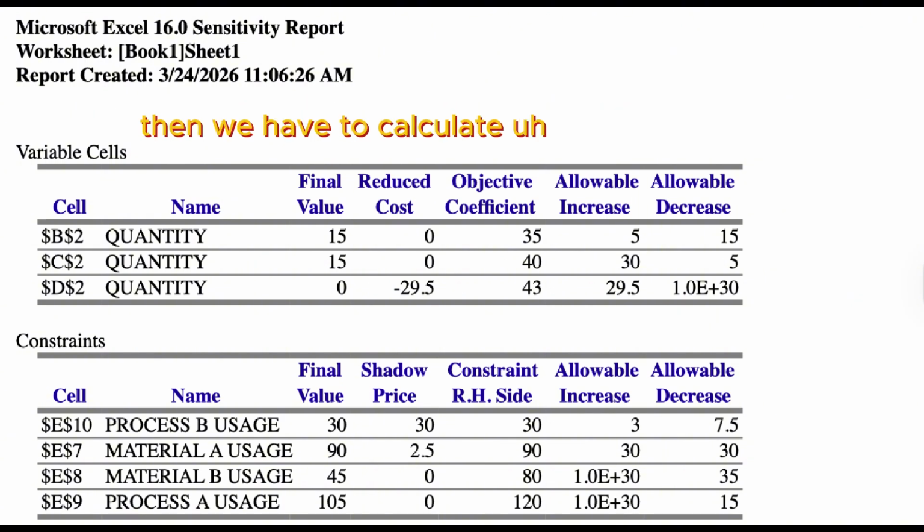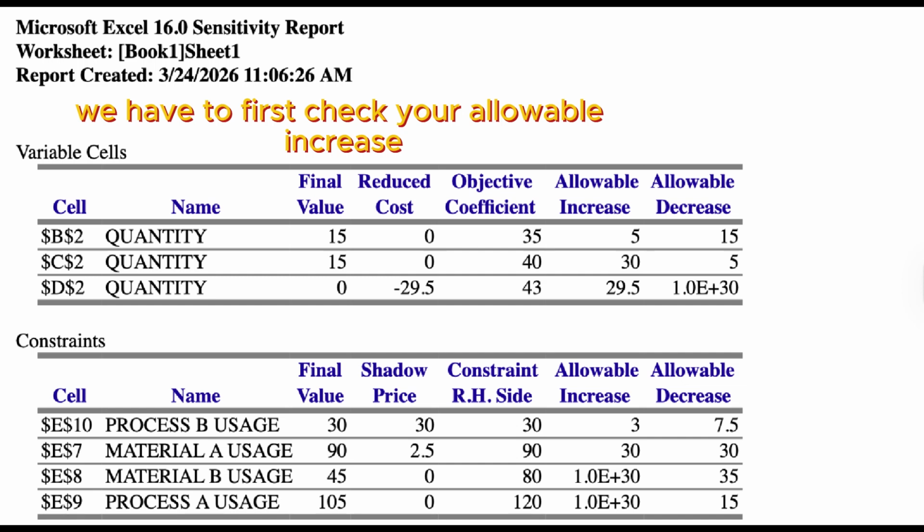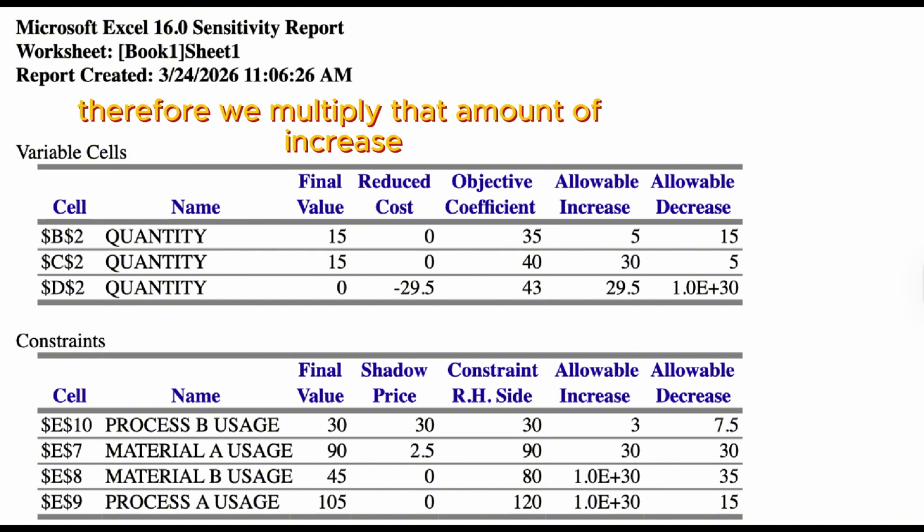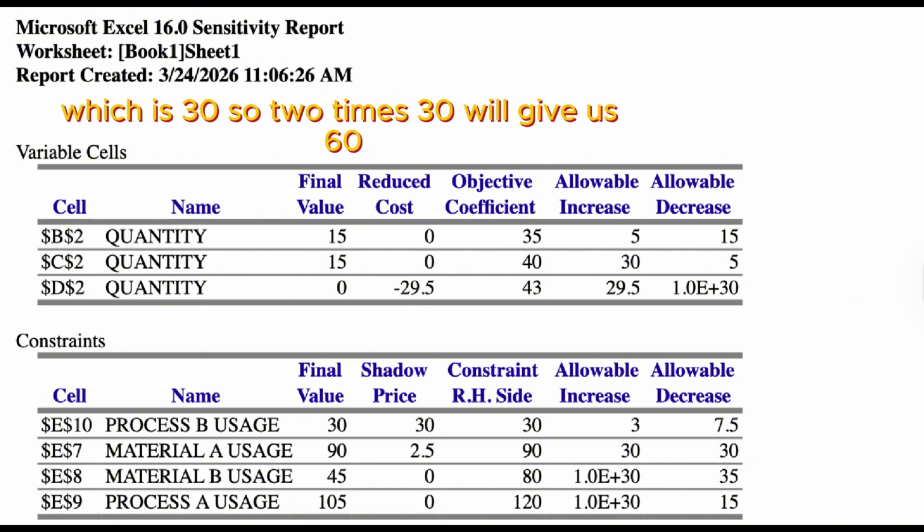Then you have to first check your allowable increase. When you check your allowable increase, you can see it's within that range. Therefore, we multiply that amount of increase, that's the 2, by the shadow price, which is 30. So 2 times 30 will give us 60.